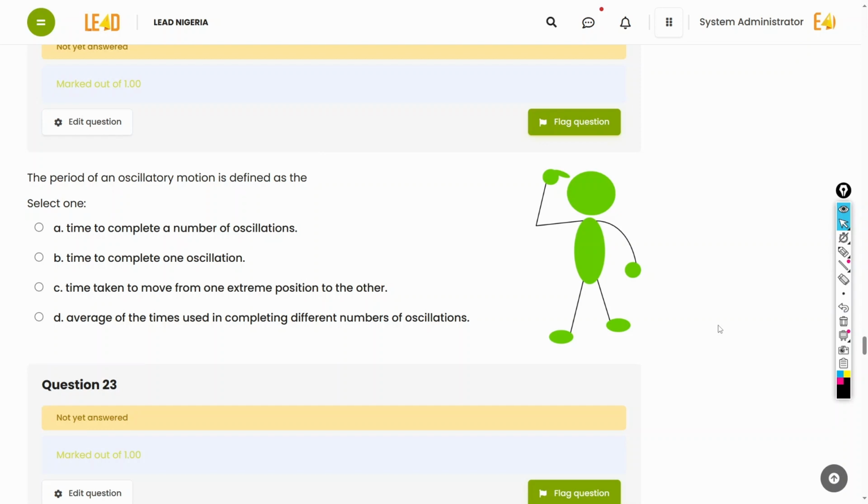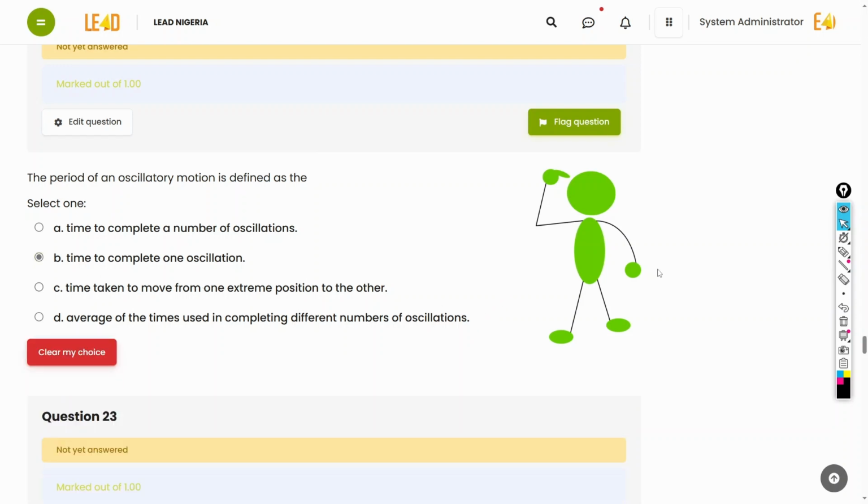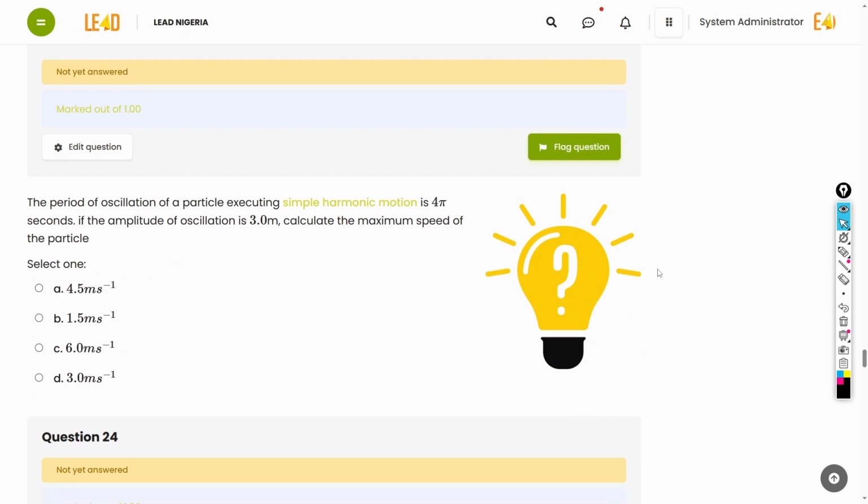The period of an oscillatory motion is defined as the time it takes to complete one oscillation, one single oscillation. Question 3: The period of oscillation of a particle executing simple harmonic motion is 4 pi seconds. If the amplitude of the oscillation is 3 meters, calculate the maximum speed of the particle.